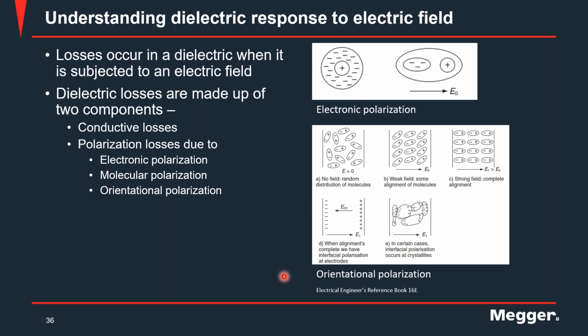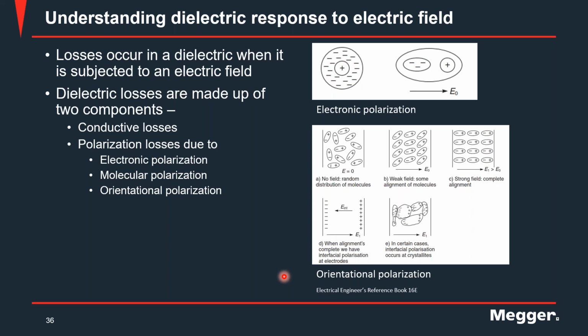Conductive losses occur because of the true conduction element in the insulation, because of electrons actually moving through the dielectric. Polarization losses, on the other hand, occur because of the different polarization processes which occur in the insulation. These polarization processes are of different types. You can have electronic polarization, which is the quickest, and you can see in the figure how the electrons respond to the electric field. In molecular polarization, the ionic bonds within molecules get deformed, and in orientational polarization, you have whole molecules aligning in the direction of the field.